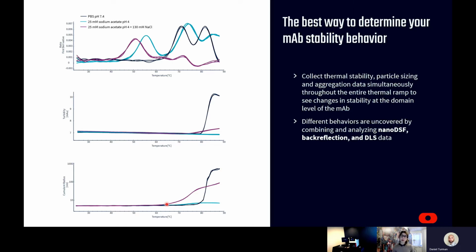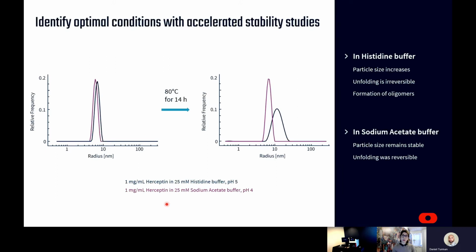So by coupling thermal stability, aggregation, and particle sizing, it's really critical in helping researchers unravel the conformational and colloidal stability of their molecules and deciding which formulation provides the best stability to move forward with. Additionally, the sizing information from DLS can be applied to identify formulation or candidate molecules that stay monomeric and those that degrade and form aggregates.